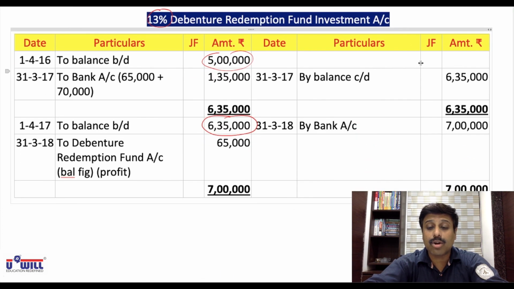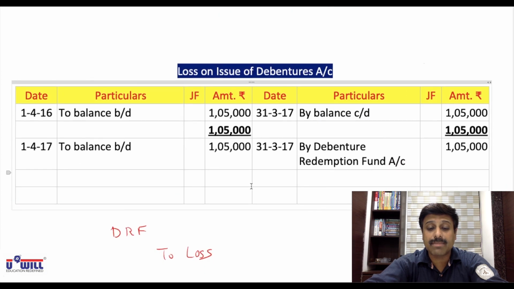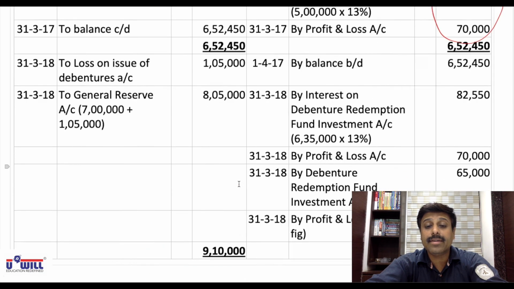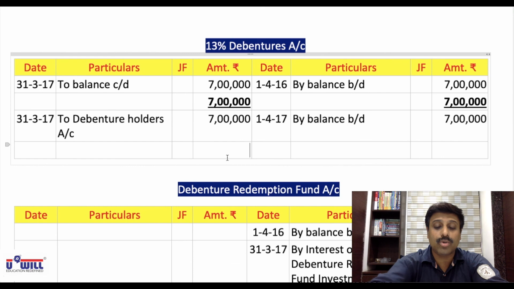Now investment account already gets closed. Loss account, simply write the total 1,05,000 on both the sides. That also gets closed. And debentures account in the beginning also all of you close it. 7 lakh total on both the sides.